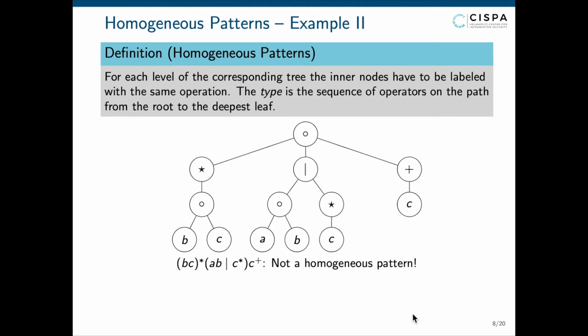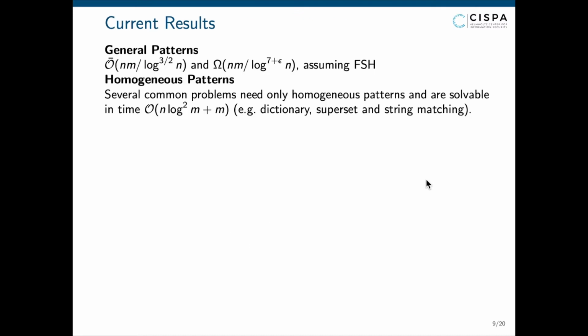So what are patterns that are not homogeneous? For example, this pattern here: we have a concatenation as the outer operation, and then on the next level a star, an alternative, and a Kleene plus. So this pattern is not homogeneous, and so it does not allow us to define a type. Now, as we have the homogeneous patterns, there are more results. We have the general upper bound shaving 1.5 log factors, and the lower bound by Abboud and Bringmann that we cannot shave more than 7 log factors.